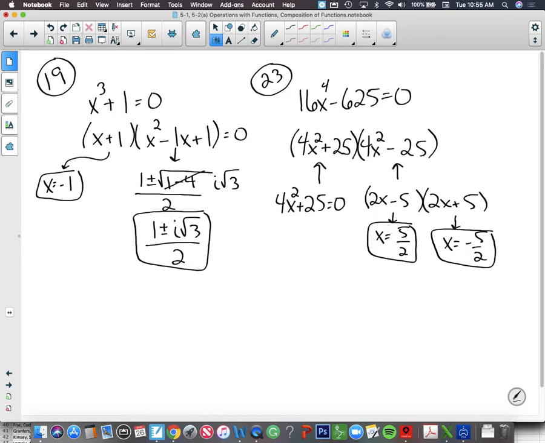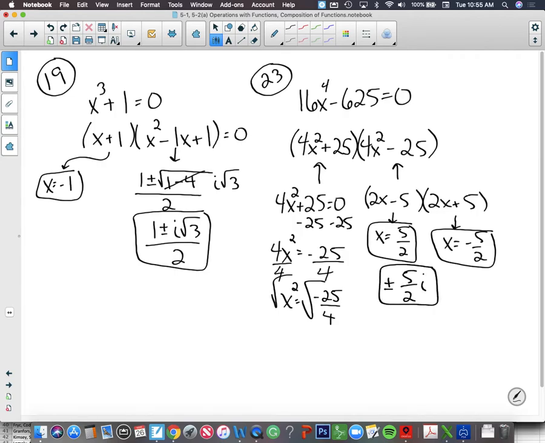And then the one off to the left here we have to start solving. So minus 25 on both sides: 4x squared equals negative 25. Divide by 4. x squared equals negative 25 over 4. So square root both sides from there. You will get plus or minus 5 halves i. The negative turns into an i, and you square root the top and square root the bottom, just like we did on the quiz review.